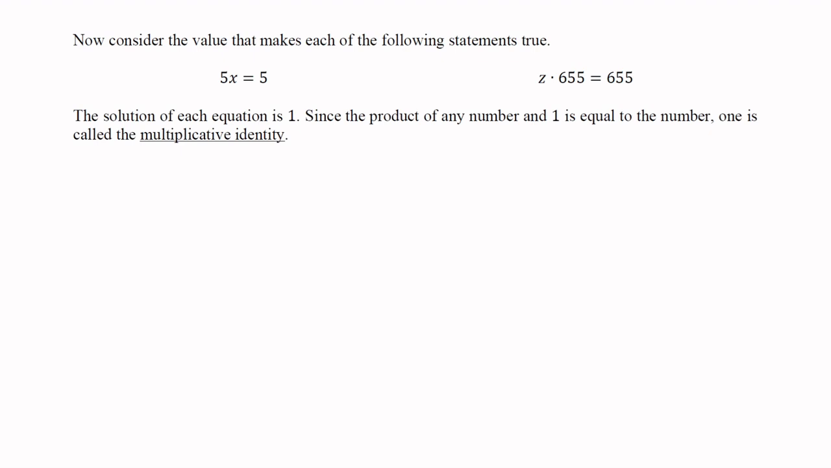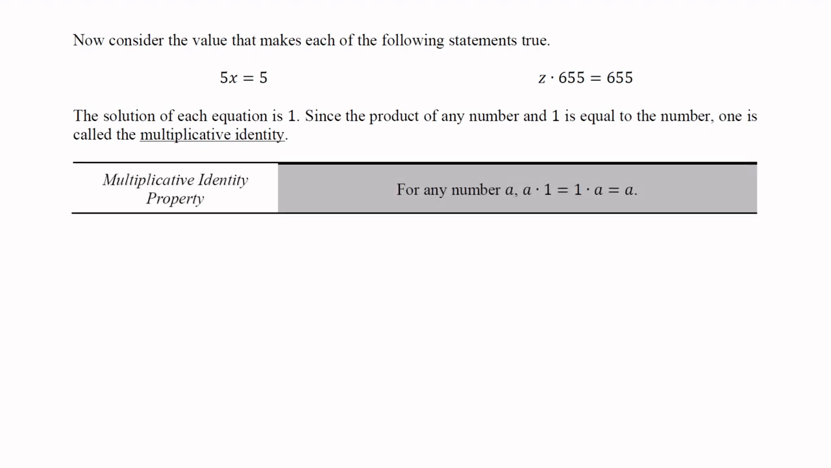Since the product of any number and 1 is equal to the number, 1 is called the multiplicative identity. So for any number a, a times 1 equals 1 times a, which is equal to a.